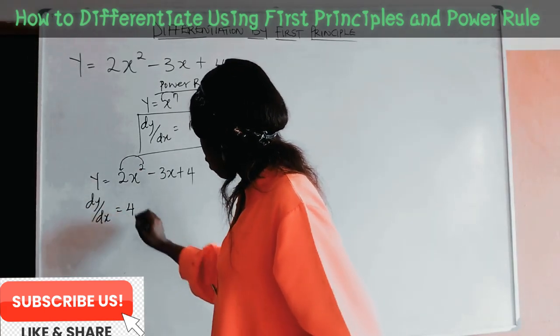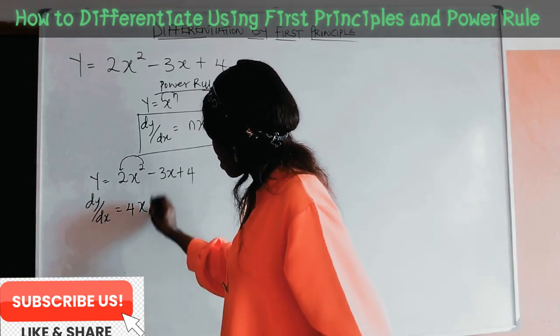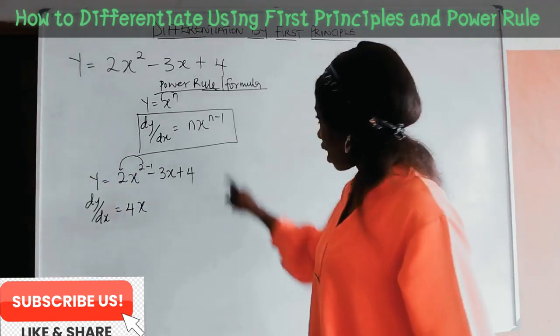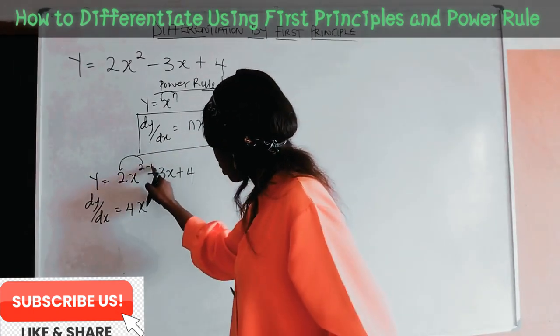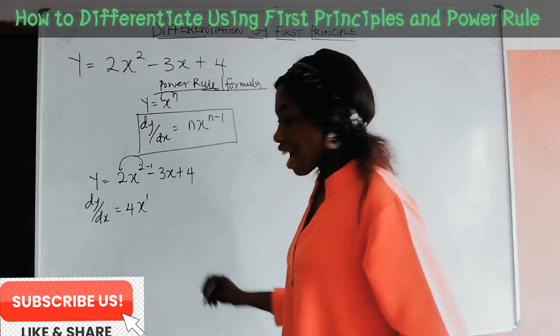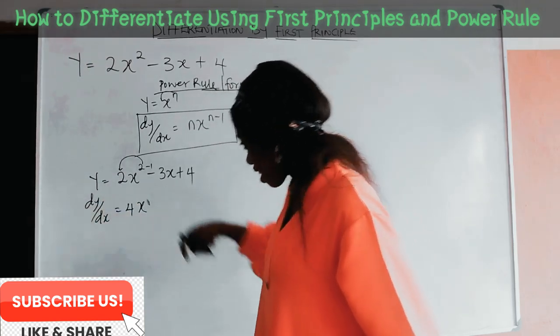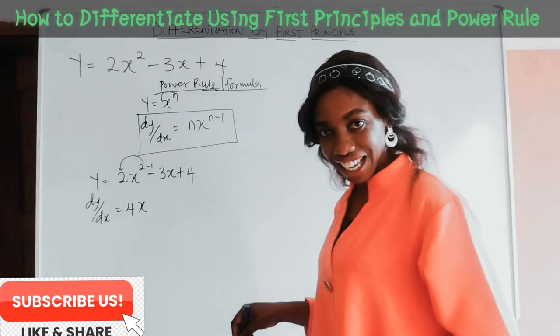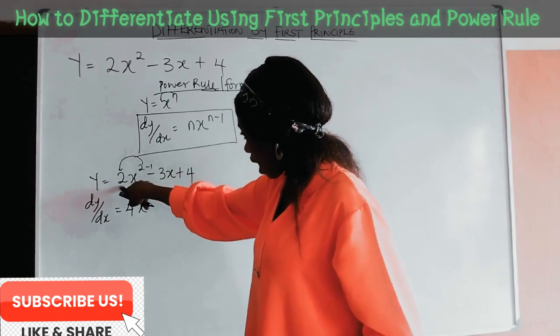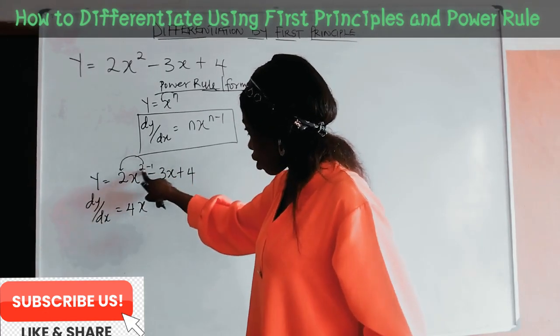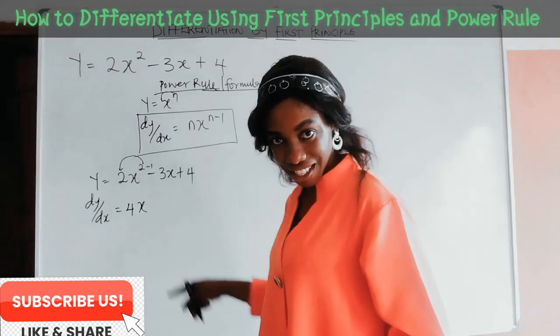We have 4. Then we bring down our x, subtract 1 from the power, according to this. So we have 2 minus 1 will give us 1. And x to the power of 1 is the same as x. I hope that is cleared. Use the power to multiply, which is 4. Remove 1 from the power, you have x.